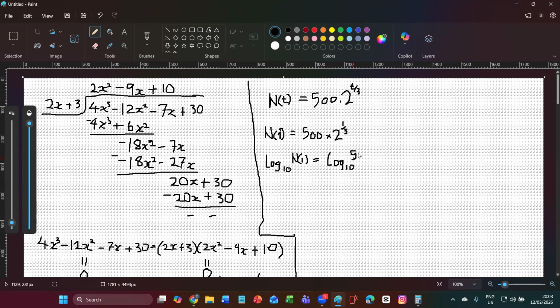We're doing log to base 10 of N1. Don't worry, we'll find what N1 is by finding the anti-log. And this would be equal to log to base 10 of 500 plus, remember, when two things are multiplying and you are trying to find the log of them, you will simply be adding their logs together. Log to base 10 of 2 raised to the power of 1 over 3.